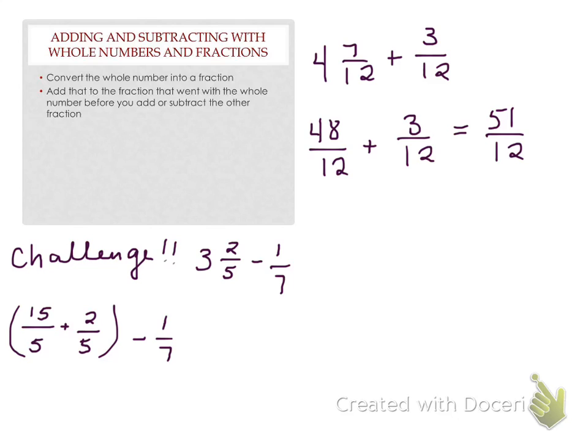And then after we add the 2 to that whole number, that's when we'll subtract the 1/7 or the other piece. So I end up with 17 over 15 minus 1/7.